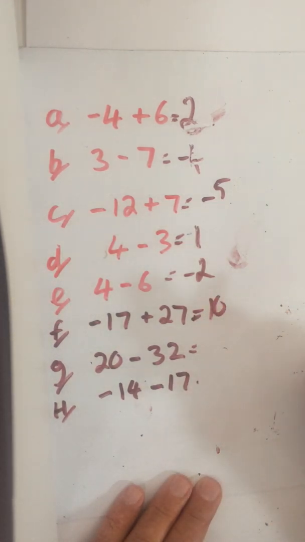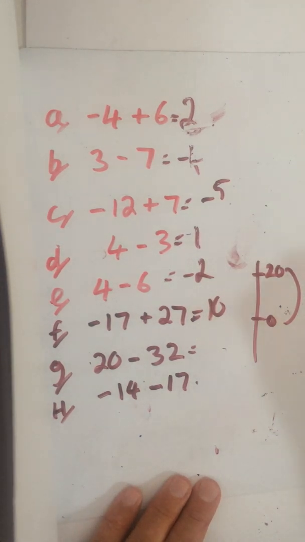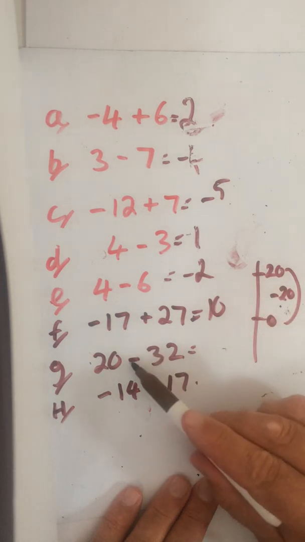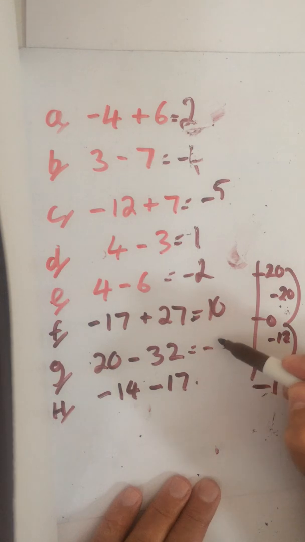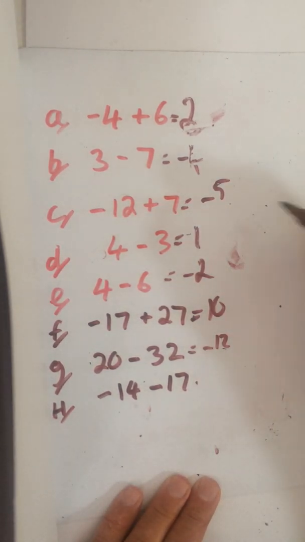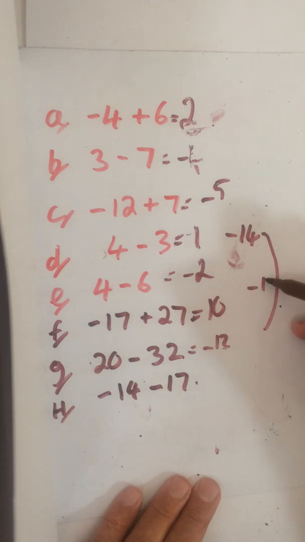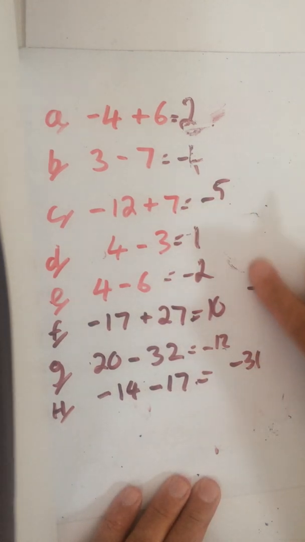Okay, 20, take away 32. I'm up here, my 20, there's my 0. First of all, I'm going to take away 20. And that means I have to take away 32 in total, so I have to take away another 12. Because taking away 20, then taking away 12, will take me to minus 12. And then we've got minus 14, and I have to jump another minus 17. Take away minus 17, so I'm going in this direction, that gives us minus 31. Minus 31 for that last question.